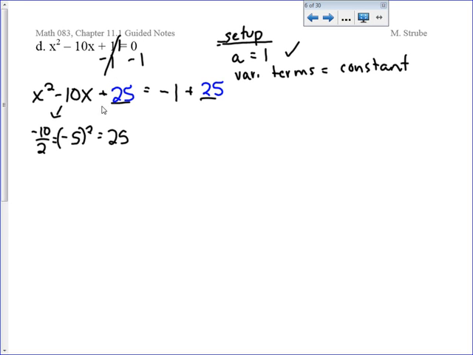What should we do next with the left side? Multiplies to 25, adds to negative 10. Kent, what do you have for that? x minus 5 squared. And the right side, add it together, we get 24.